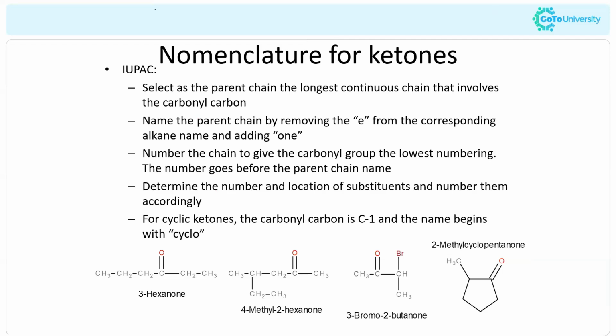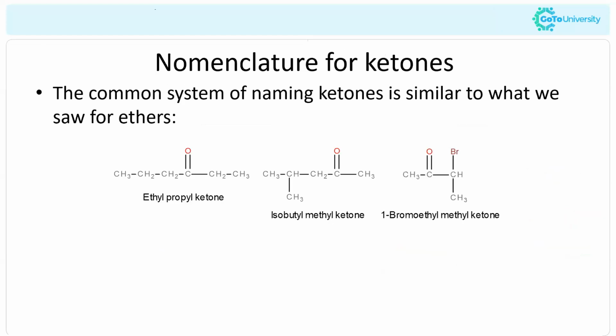Next, the nomenclature of ketones. Like aldehydes, whose names ended with "al", in the case of ketones the name will end with "one". If it is three carbons, the group comes in between, so it will be CH3COCH3. Usually the name would be propane, but now I remove this E and add "one". So the name will be propanone. This is the name of the ketone containing three carbon atoms. So we remove the E and add the suffix "one". There are some examples as well: ethyl propyl ketone, isobutyl methyl ketone, and 1-bromoethyl methyl ketone. Based on the substituents, we have to name them in different ways.